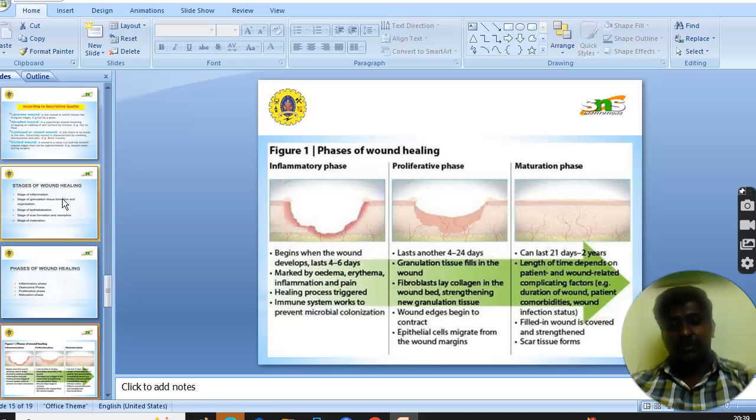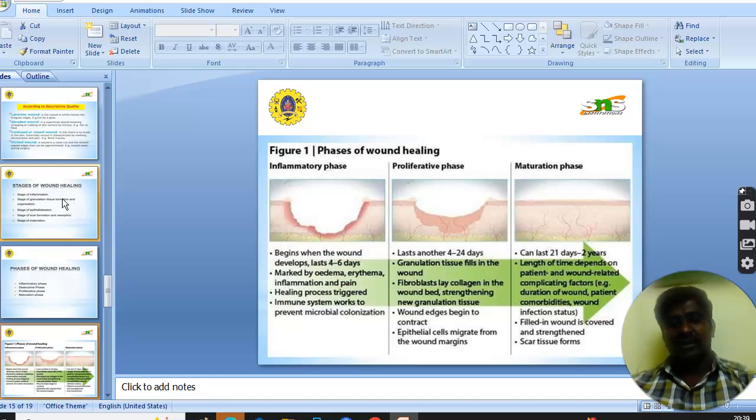Next, we will see the proliferative phase. This phase lasts for another 4 to 24 days. Granulation tissue fills in the wound. Next, fibrous collagen lays in the wound bed, strengthening the wound closure, and there is also a formation of new granulation tissue. Next, the wound edges begin to contract. Epithelial cells migrate from the wound margins.